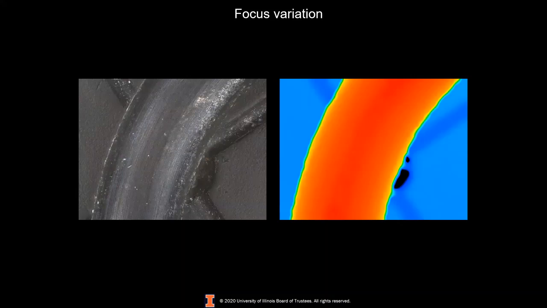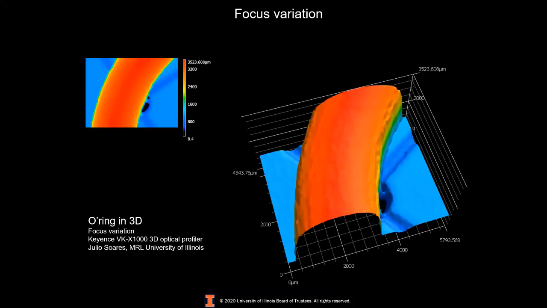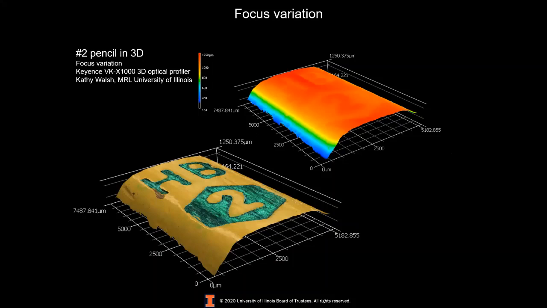And this is the 3D projection of that topography map obtained by focus variation. Two great advantages of this method is that it's fast, and it captures the true colors of the object while we are doing this topography map.